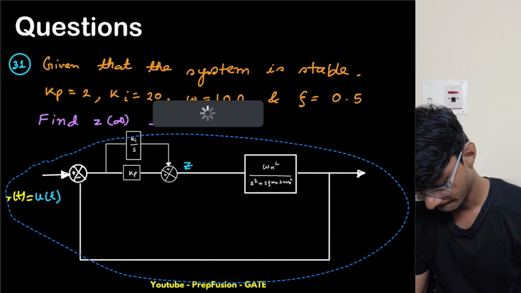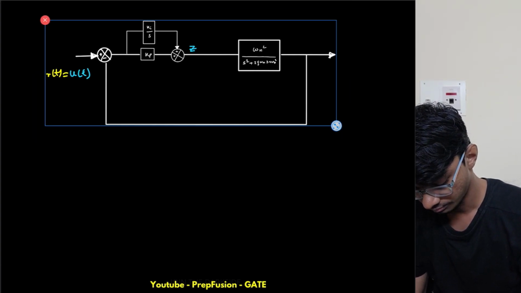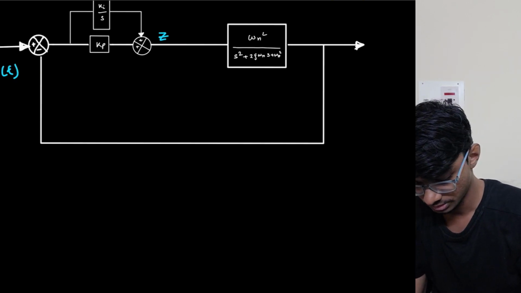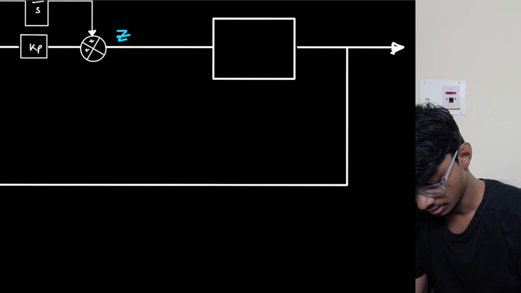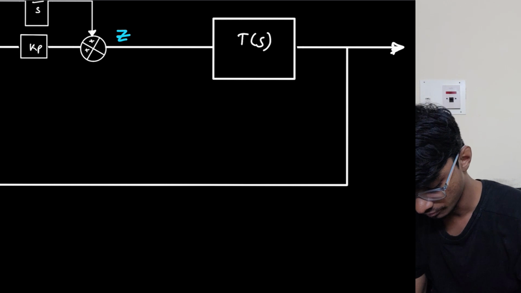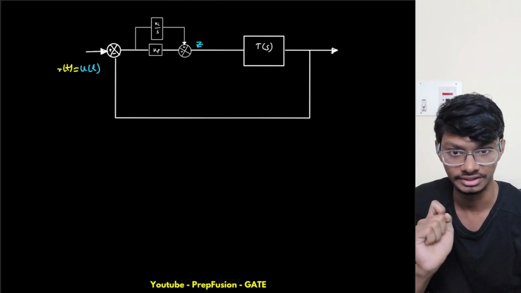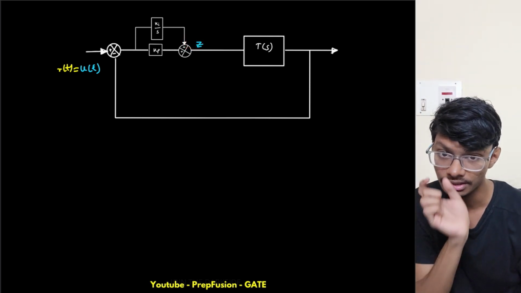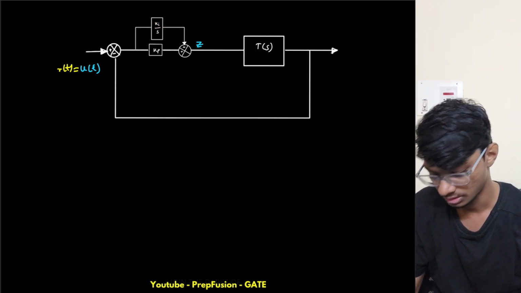I will write this one simply as t of s only, so an unknown. I will not put values over here. This will be easier for me to solve using the block diagram reduction technique. I just want my z value. Then at the end I will apply the final value theorem, then put in these ki, kp values, and check if something is cancelling or not.